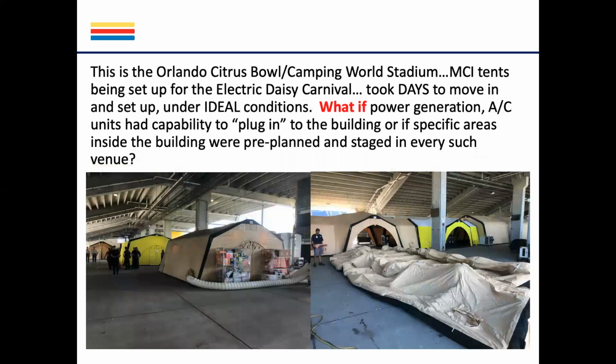Right? This is at the Orlando Citrus Bowl, Camping World Stadium. We set up a 54-bed field hospital for the Electric Daisy Carnival every year. It takes days to move in and set up under ideal conditions, right? But what if power generation and air conditioning units had the capacity to plug into the building? We're working with the U.S. Army on a replacement hospital right now. Their parking lot is pre-planned with connections for water and electrical services, knowing full well that they are expecting a mass casualty setup for that facility at some point. And they have all of their connections pre-piped as they're building that new hospital. Why don't we do that in every hospital?